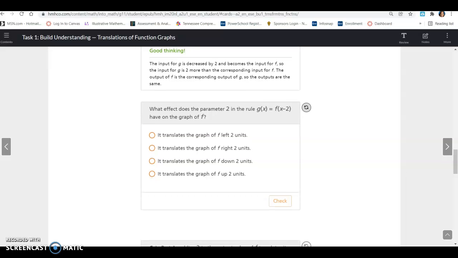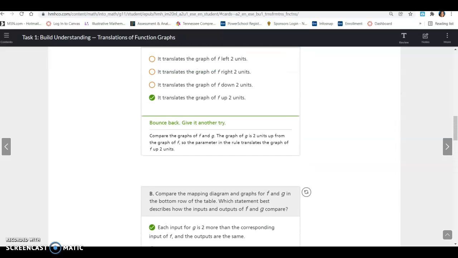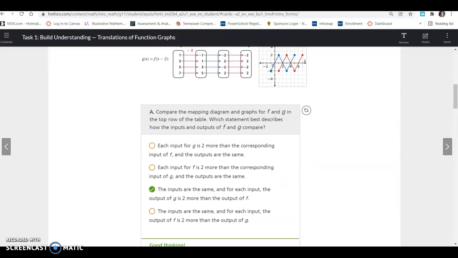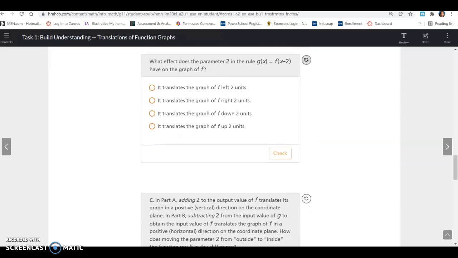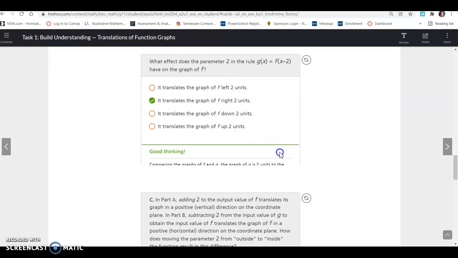All right, so it says, what effect does the parameter 2 in the rule g of x equals f of x minus 2 have on the graph of f? All right, so this time it moved it horizontally, and you can see that it moved it from the blue line to the red line, so it shifted it to the right. All right, so the second one says it translates the graph of f right 2 units. This one says left, down, and up. We're looking for the one that shifted it right.